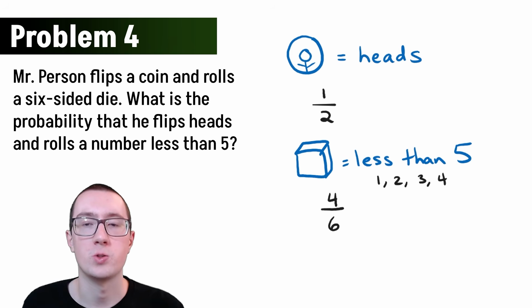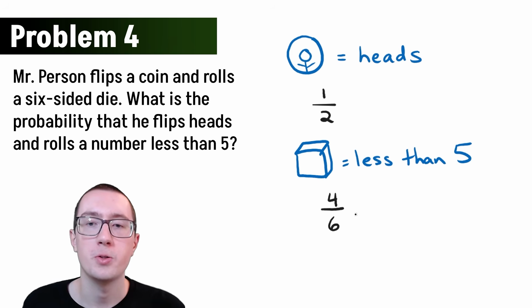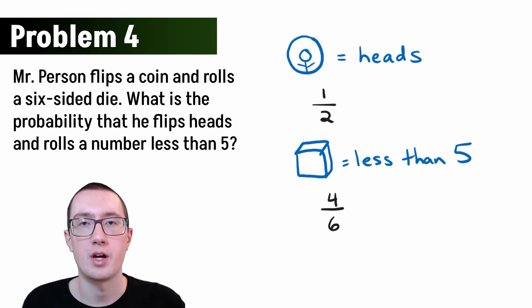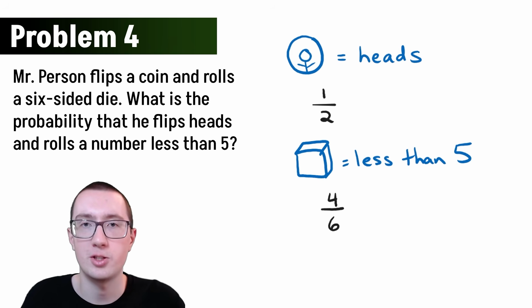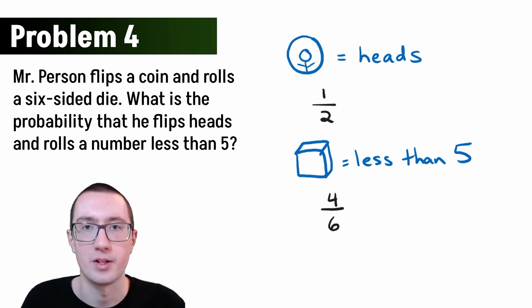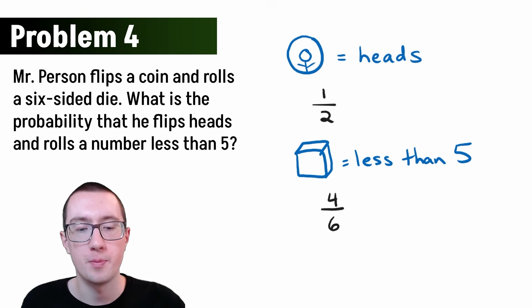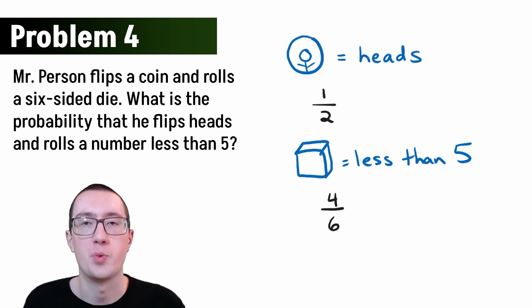So our probability is going to be 4 over 6. Now we could go ahead and simplify this fraction, but I'm actually going to do the combination first and then simplify the fraction. So we have our 2 probabilities now. So how do we combine them? Combine the chances of both of them happening?